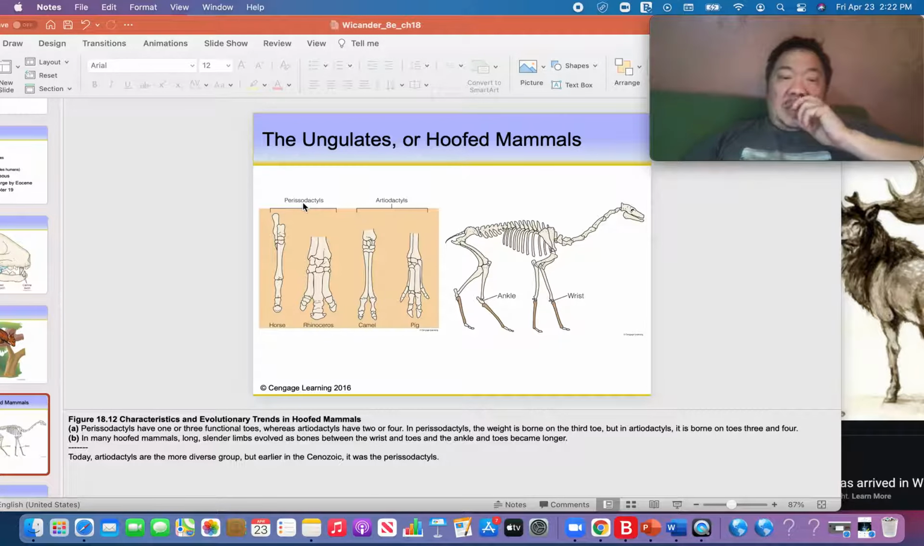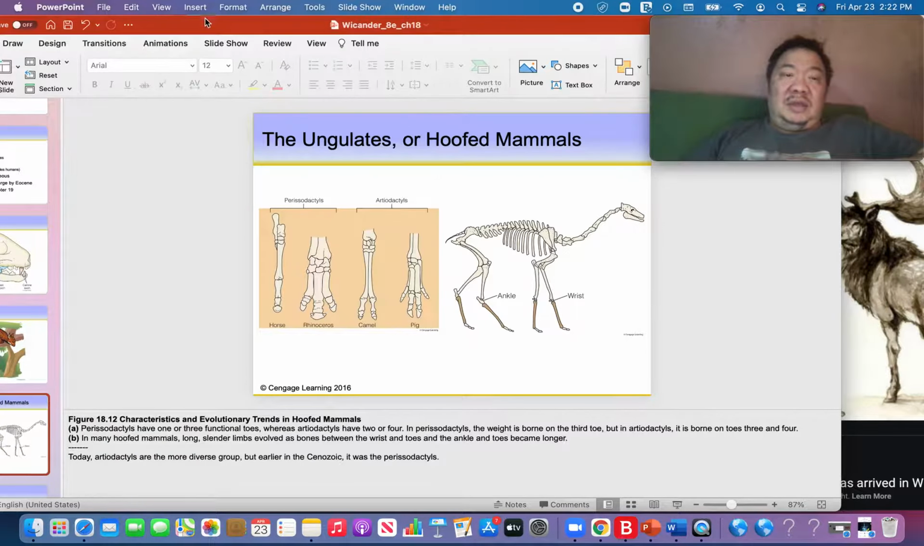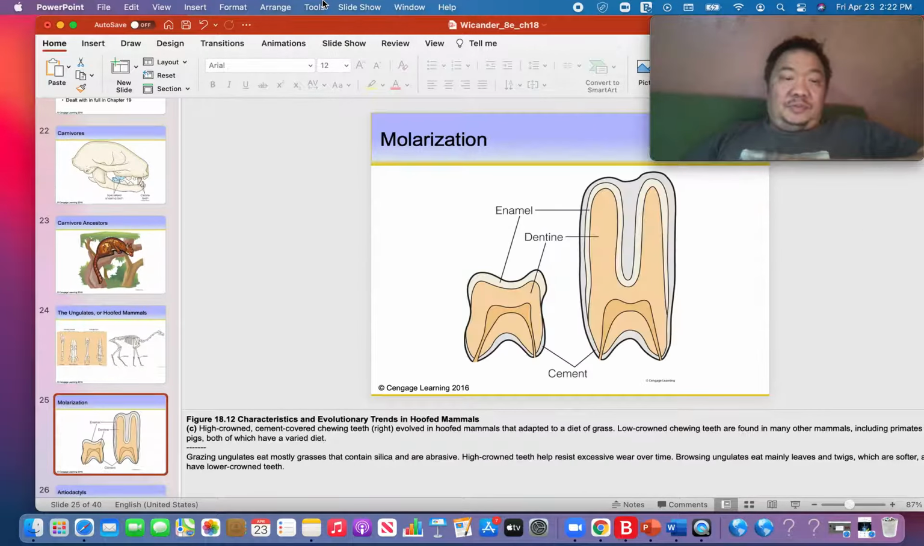Perisso in Latin means odd. I made a list here for you of perissodactyls. Those are ungulates with odd numbers of toes. They include horses, zebras, tapirs, and rhinoceros. We're going to take a look at horses and see how they evolved. They're an interesting perissodactyl. Artiodactyl mammals: pigs, hippos, giraffes, camels, moose, goats, bison, and deer. Much more common are the artiodactyls, or the ungulates with an even number of toes.